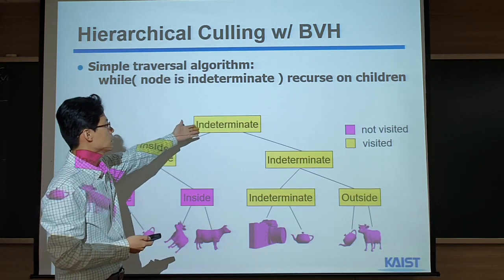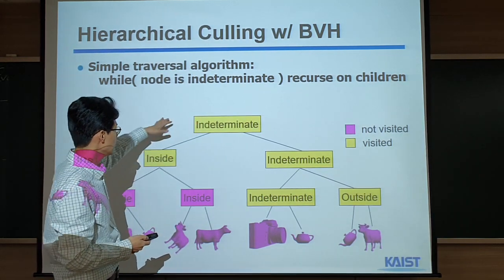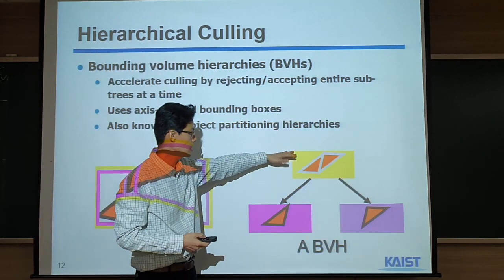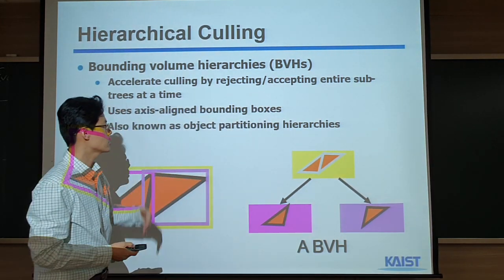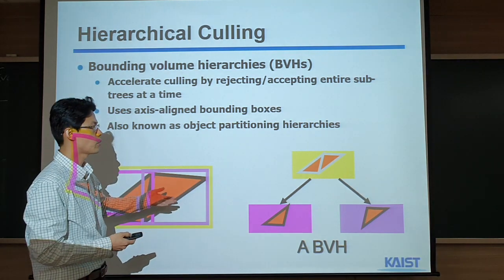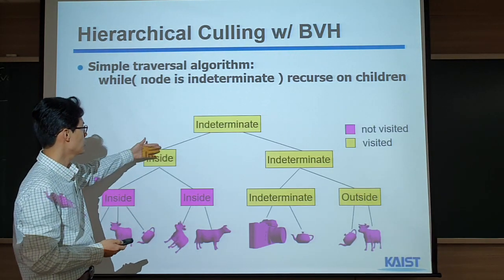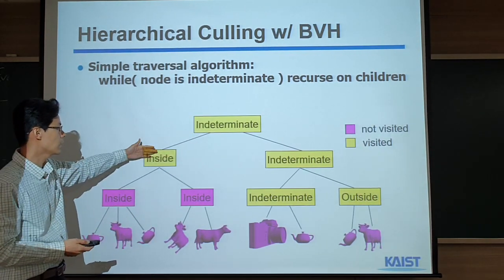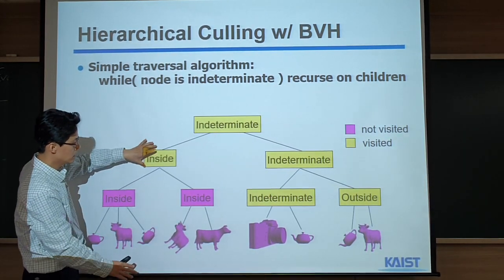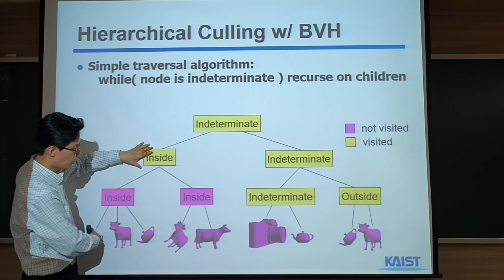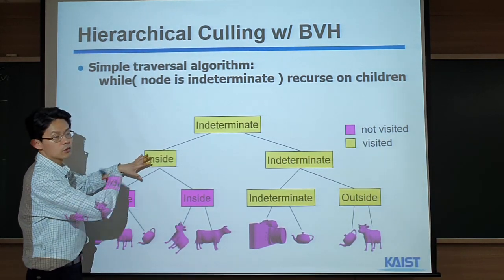But suppose that it's the indeterminate case, and then you need to refine. You need to go down to the left and right children nodes, and then you check the same operation again and again, whether inside or outside. If it's inside, then you don't need to traverse deeper. You know that if this bounding volume is inside, then all of the triangles are inside. Then you need to render.